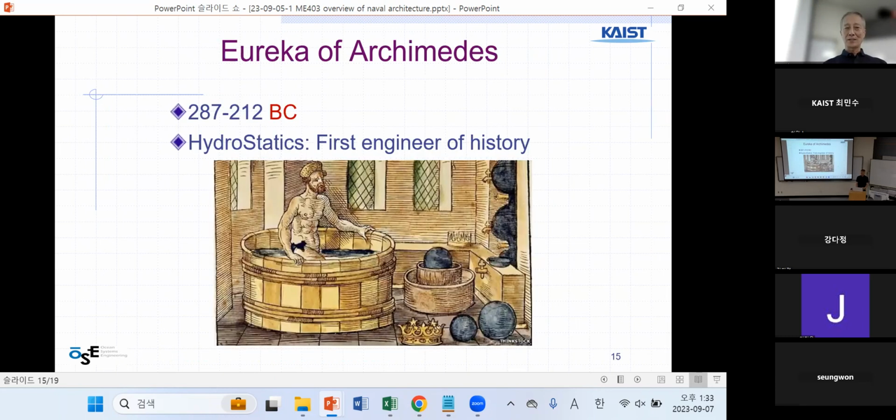Eureka, Archimedes. He is also around 200 BC. 200 BC, not after Christ. Hydrostatic, you will learn about this one. Hydrodynamic or hydrostatic. What is the difference between static and dynamic? Can anybody answer? Different, right?